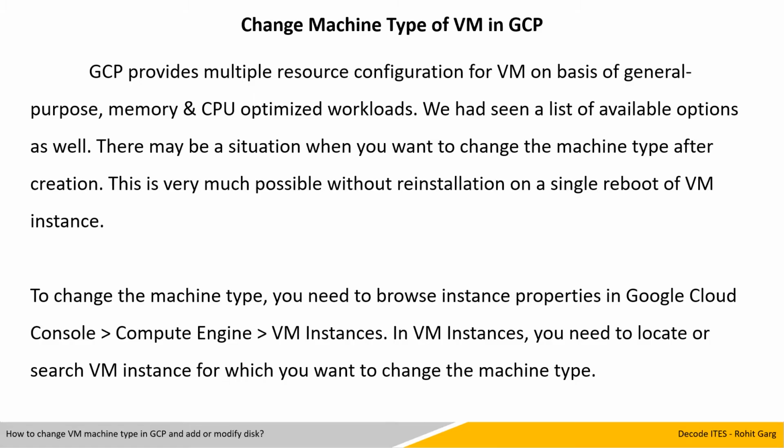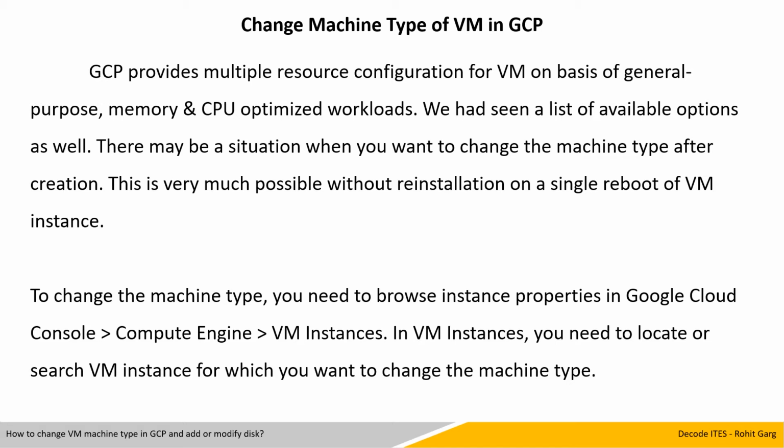Change machine type of virtual machine in Google Cloud Platform. GCP provides multiple resource configurations for virtual machine instances on the basis of general purpose, memory, and CPU optimized workloads. We have seen a list of available options as well. There may be a situation when you want to change the machine type after creation. This is very much possible without any installation, with a single reboot of the VM instance.